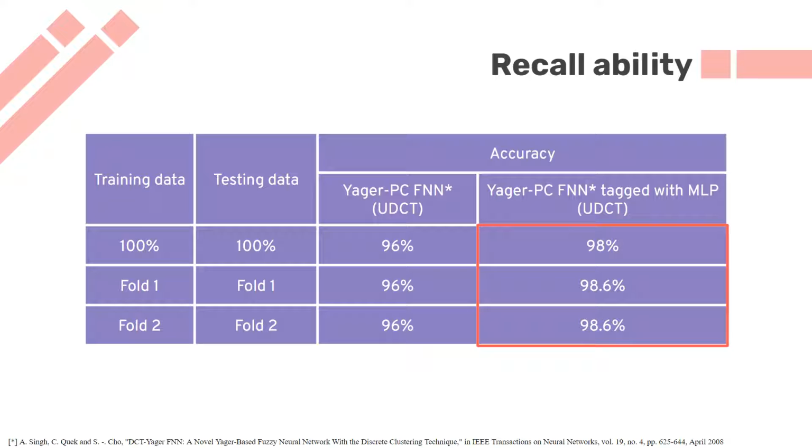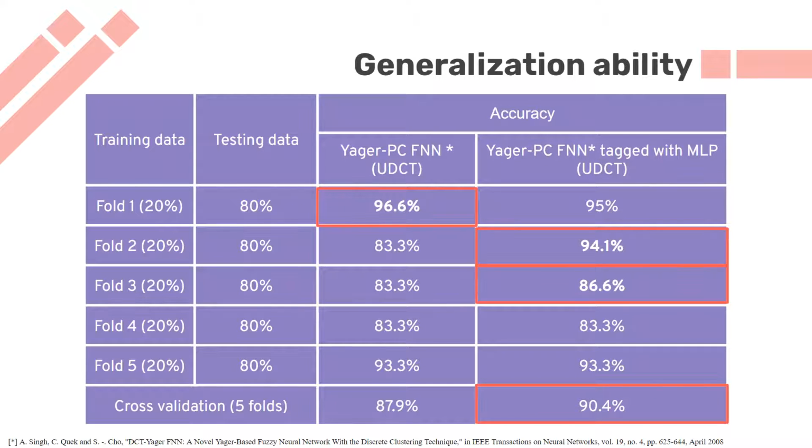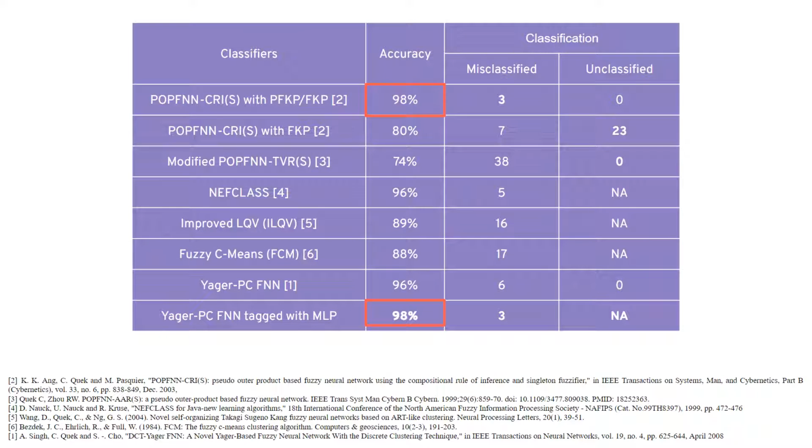Next, I have tested the recall ability between Jaeger PC-FNN versus Jaeger PC-FNN tagged with MLP, and we can see that Jaeger PC-FNN tagged with MLP does have the higher recall ability. Next, let's test their generalization ability. Jaeger PC-FNN tagged with MLP does have the higher average. Now let's benchmark the architecture against others. We do have the highest accuracy, competing with POP-FNN with PFKP.